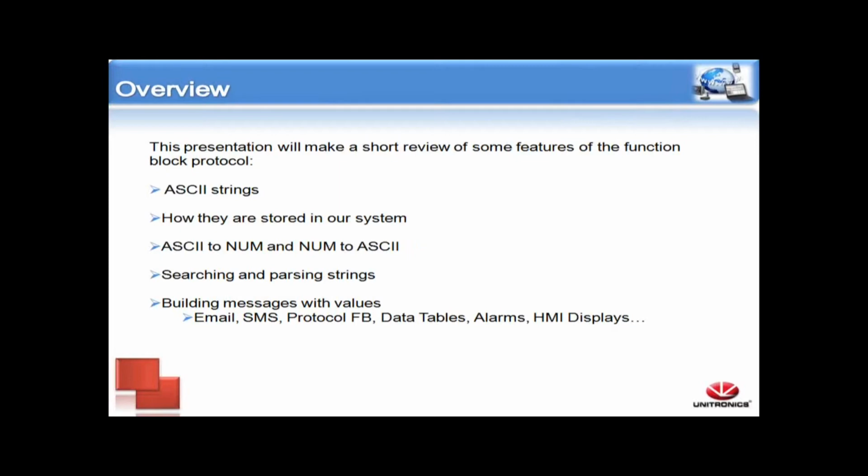If you remember from data tables, we use the RTC to ASCII function to convert the time into a string to save it in our data table. For email, SMS, and protocol communication function blocks, we can build custom messages. So if we want to say the temperature is 300 degrees, we can format that as an email or an SMS and send it that way. As well, for displaying information on the HMI, the ability to build a custom string means we can basically display any number or character configuration we want.